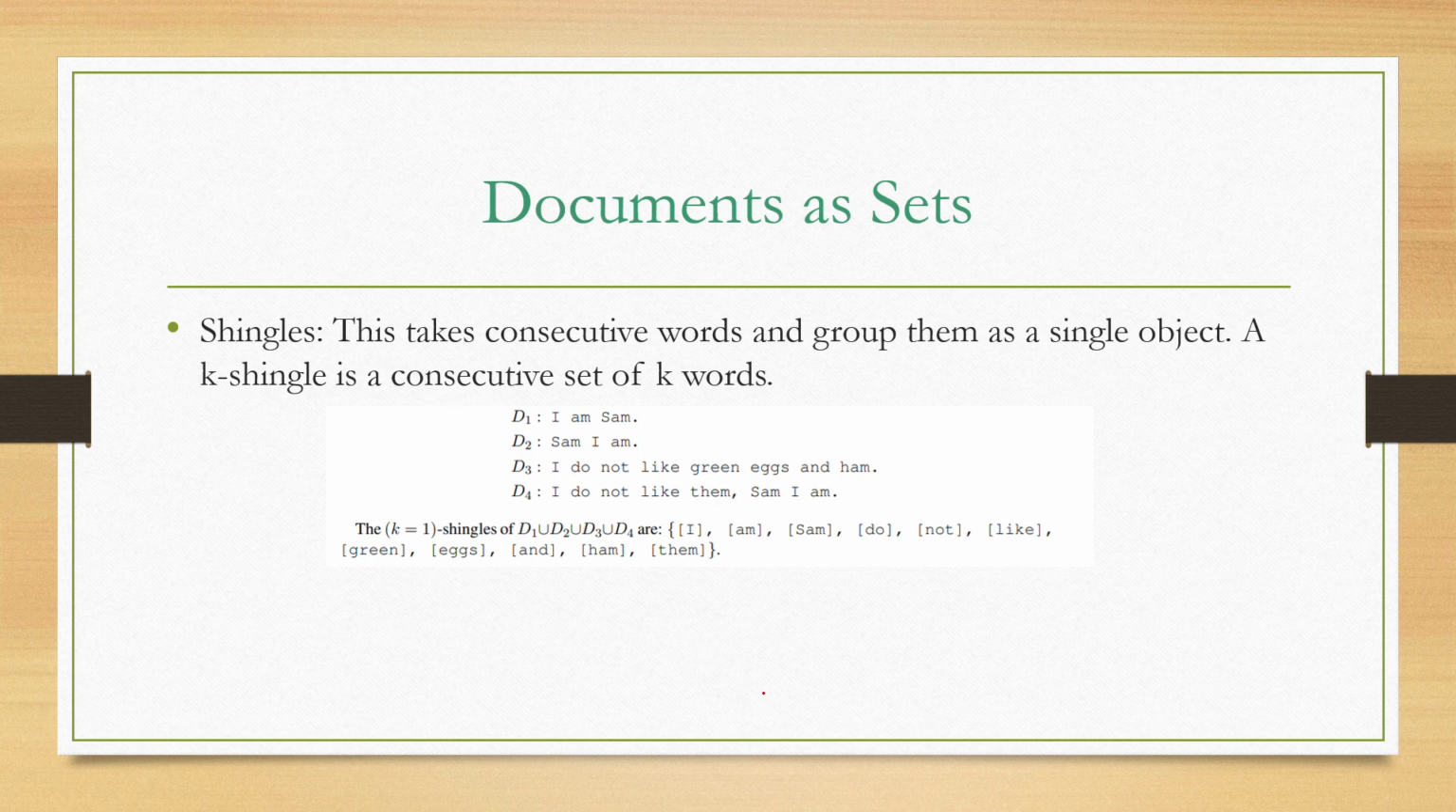Now let us see if we have to get k equals 2 as the set. What will be there in this set? We now have to combine two consecutive words. So for document 1, the first element will be I am. The next will be am Sam. Going to the second document, this is Sam I.